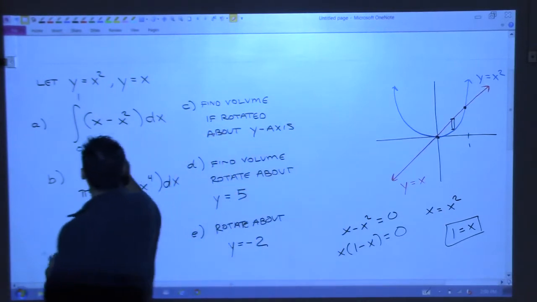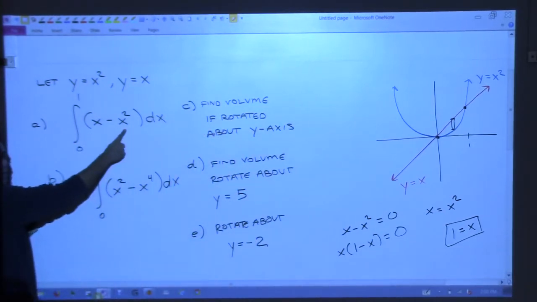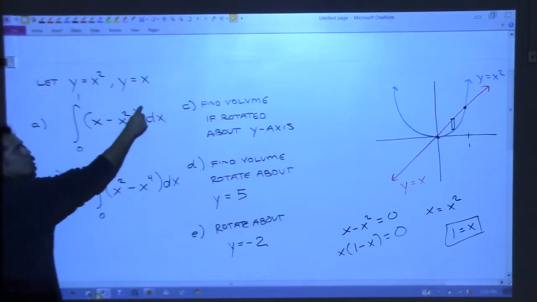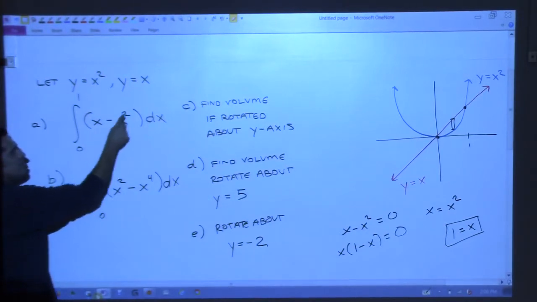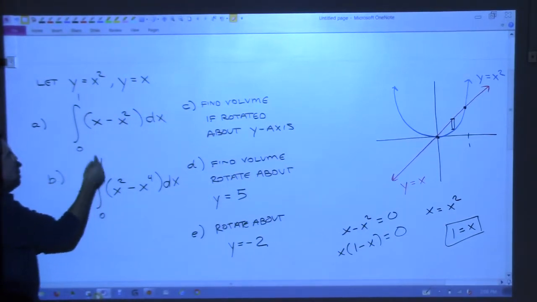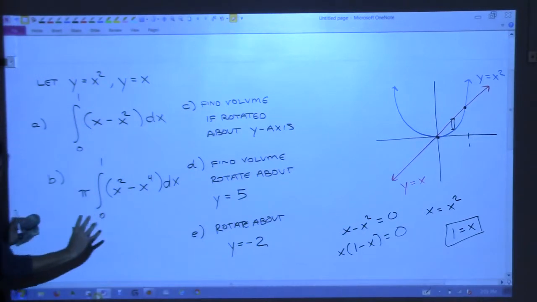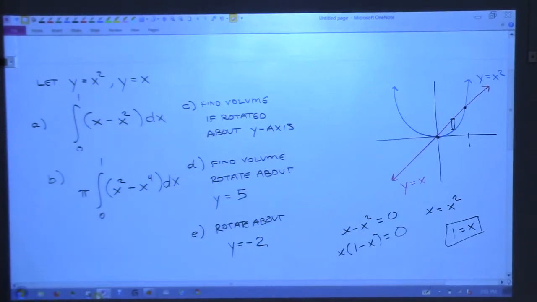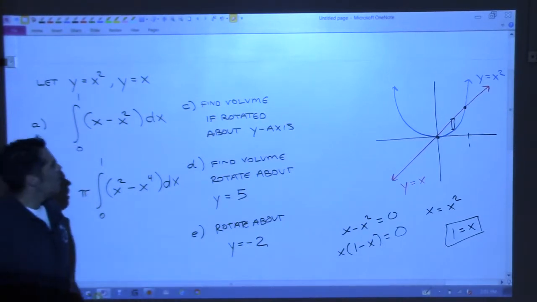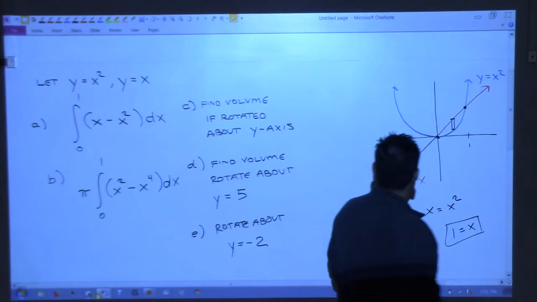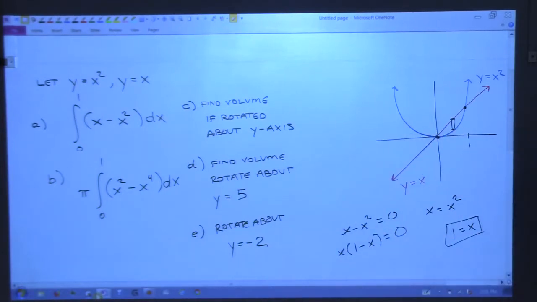So all you're doing is you're squaring each of these, right? Be careful. You do not square the whole thing, right? You don't just take this and square it, because that's not the same thing. You square each one, that's the formula. And then the pi. So these two, pretty clean, yeah? Would you agree? Pretty clean? All right, what about going about the y-axis?